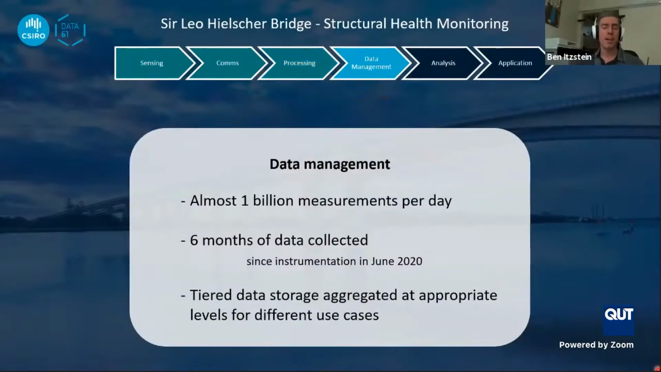In terms of data management, we're effectively collecting and storing about 1 billion measurements per day. We've so far collected 6 months of data since the instrumentation in June 2020. I won't go into a lot of detail about the data management, apart from pointing out that this is only 5% of the bridge that's been instrumented. It's a reasonably large amount of data that is streaming through the system.